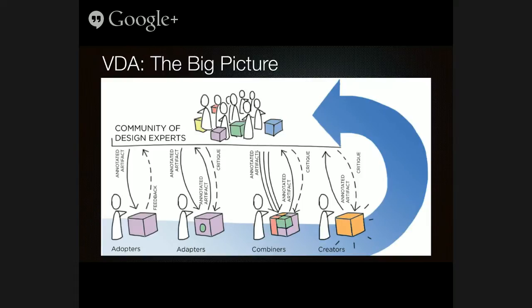You have your adopters who are just taking the experts' artifacts and then giving them some feedback on how it worked. You have the more engaged adapters who are taking these things, changing them, contributing them back to the community, and then getting critique from the experts. You have the combiners who are getting lots of these annotated artifacts and assembling their own thing, contributing it back and getting critique.